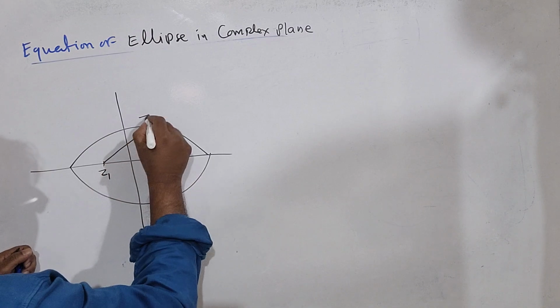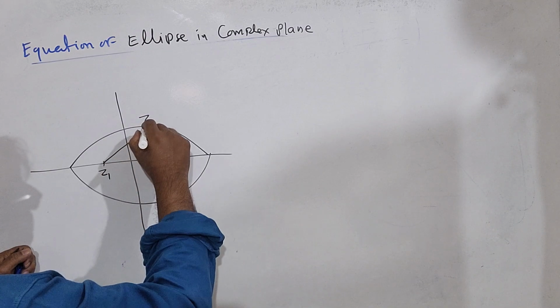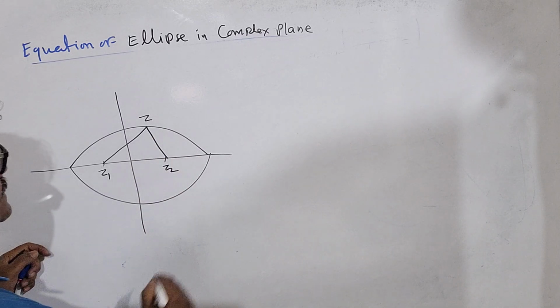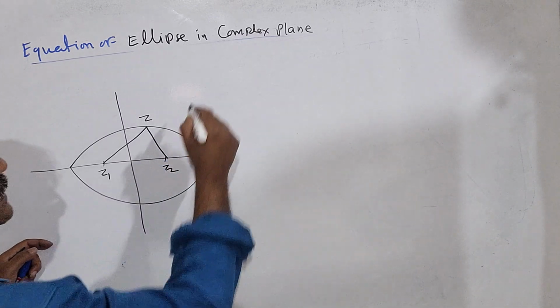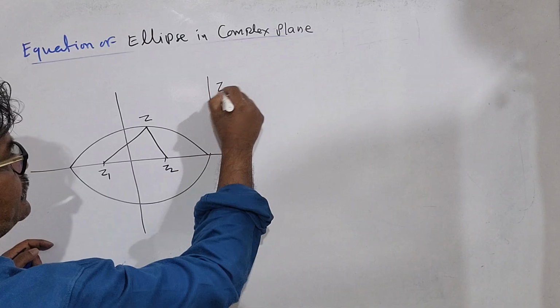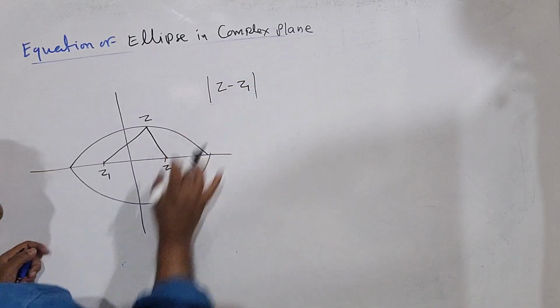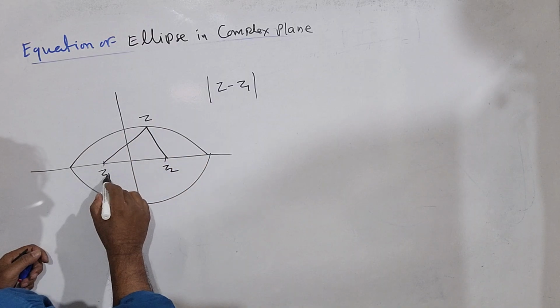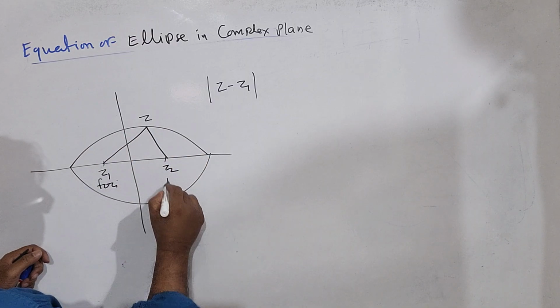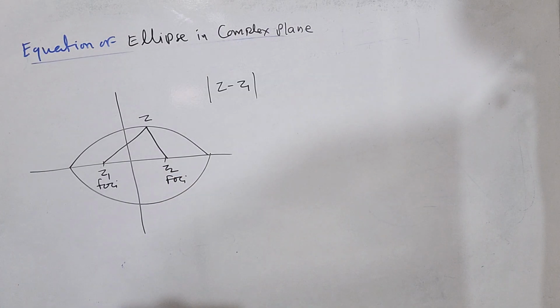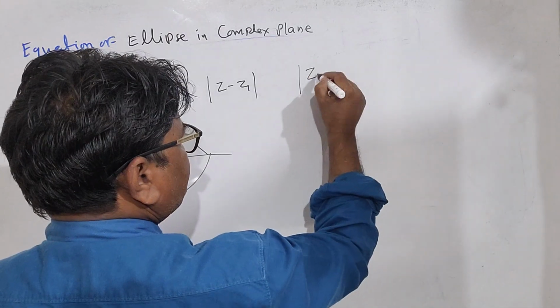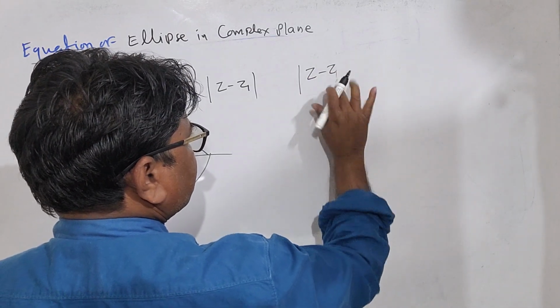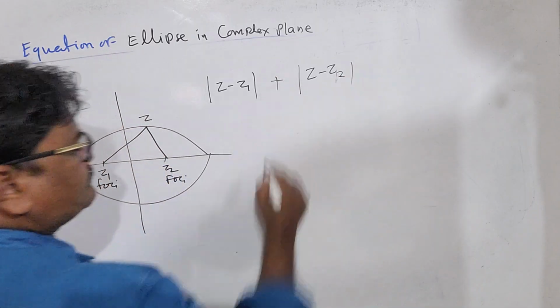Then this is a focal distance. This also is a focal distance, and we take the sum of the focal distances. This is the distance between Z and Z1. Z is an arbitrary complex number on the ellipse. Z1 and Z2 are the two foci of the ellipse. So modulus of Z minus Z1 is the distance between Z and Z1, that is the focal distance. Another focal distance is modulus of Z minus Z2, and their sum.